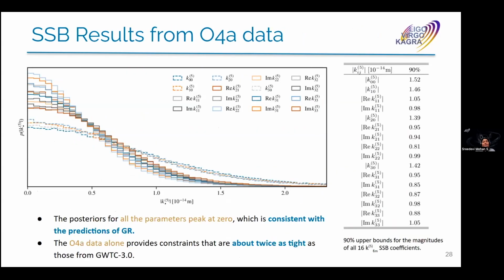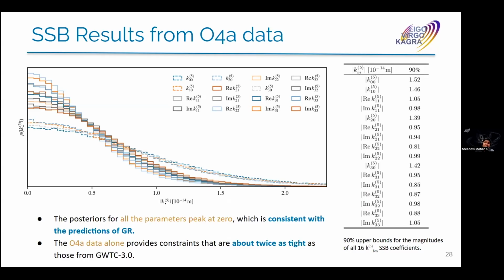So here I'm showing you the results from the SSP analysis. It's only from the O4A data alone. As you can see, all the 16 KLM coefficients are peaking at 0, which is consistent with GR. The O4A data alone provide a better constraint when compared with the GWTC3 result by a factor of 2. On the right end, I am giving you the 90% upper bound for the magnitude of all these 16 KLM coefficients. And as you can see, they are very close to 0, or at most, they are close to 1, which means they are very consistent with GR.